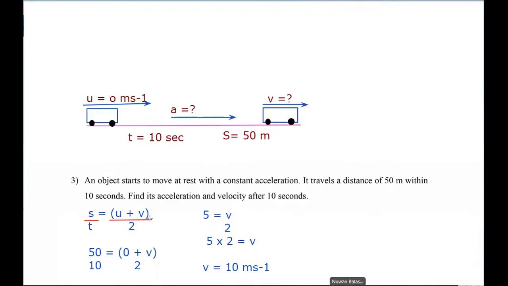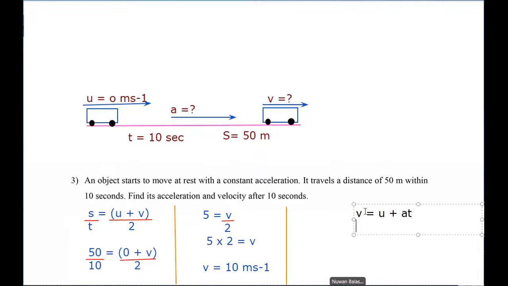Somebody unmute the mic and tell me the easiest equation that can be used to find the acceleration. V equals U plus AT. Very good. So let's use the V equals U plus AT equation to find the acceleration.